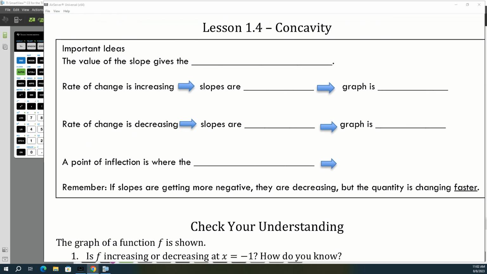Okay, so just like we talked about before, yesterday, I guess it was, the value of the slope gives the rate of change. Those words are pretty much interchangeable. When you're talking about slope, you're talking about rate of change. When you're talking about rate of change, you're talking about slope. If the rate of change is increasing, that means the slopes are also increasing. And that means the graph is concave up.